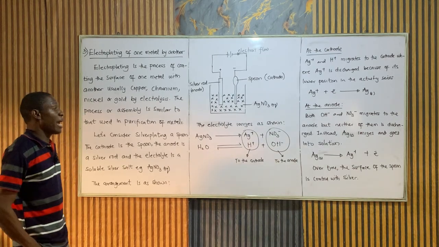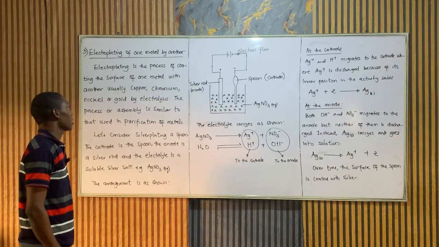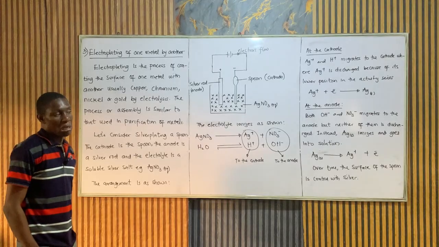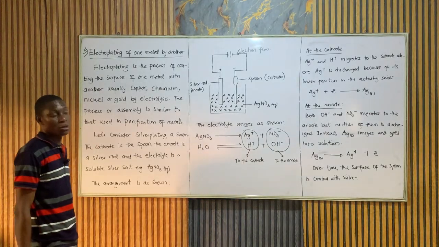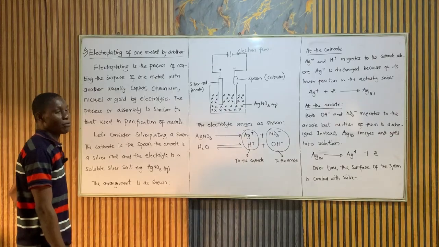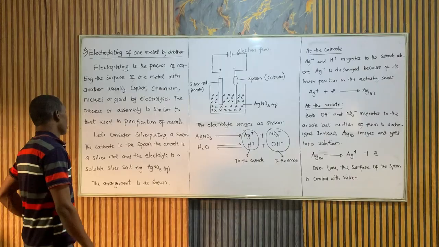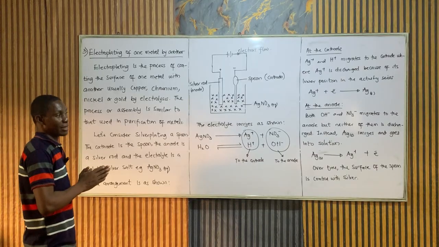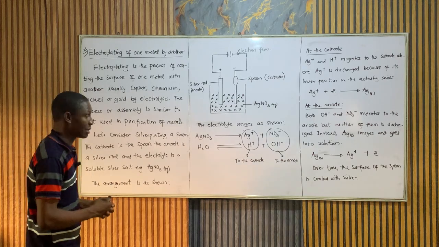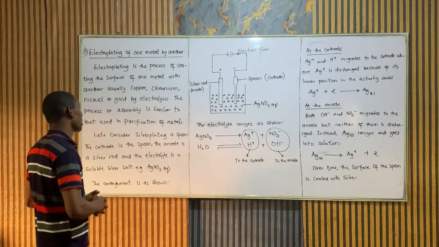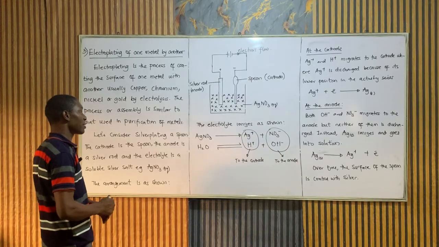Electroplating of one metal by another. You see, electroplating is the process of coating the surface of one metal with another metal, usually copper, chromium, nickel, or gold, by the process of electrolysis. The process entails, one, using the material to be electroplated. For instance, now, we want to electroplate a spoon. So the spoon is the material to be electroplated, and that is used as the cathode.